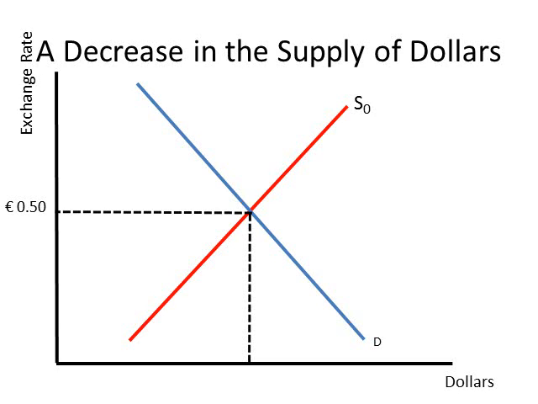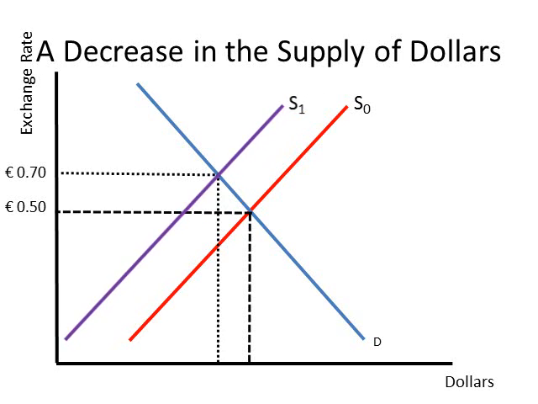If the Federal Reserve for some reason were to sell bonds to the banking system, this would cause a decrease in the number of dollars available. This would also cause the amount of dollars available in the foreign exchange markets to decrease. So our supply curve would shift to the left, and the exchange rate, the US dollar, would appreciate against, in this case, the euro.